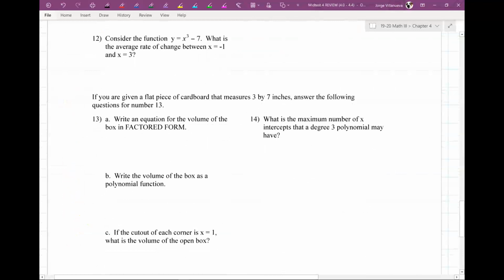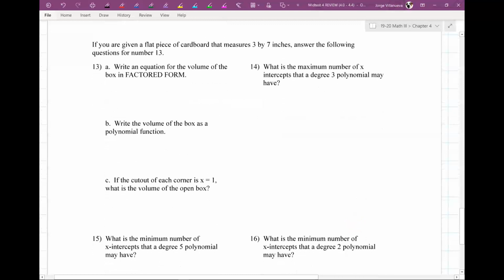Number 12, consider the function y equals x cubed minus 7. What is the average rate of change between -1 and 3? The way you figure out the points is you plug in -1 into the equation and you solve. That'll be your y value. And then do the same with the 3. Plug in the 3, you'll find your y value. Once you do that, you'll have 2 points, and all you got to do is find the slope again, right? Rate of change is slope. You're just finding slope.